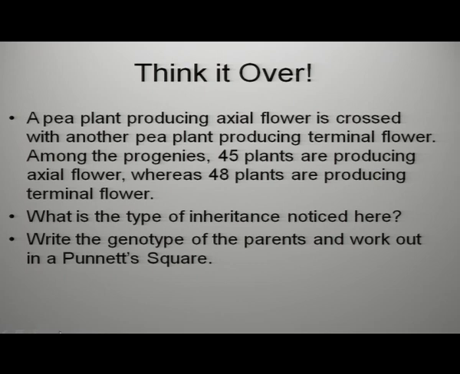Now, this is the question for you to think about and produce the answer. A pea plant producing axial flower is crossed with another pea plant producing terminal flower. Among the progenies, 45 plants are producing axial flower, whereas 48 plants are producing terminal flower. What is the type of inheritance noticed here? Write the genotype of the parents and work out in a Punnett square.